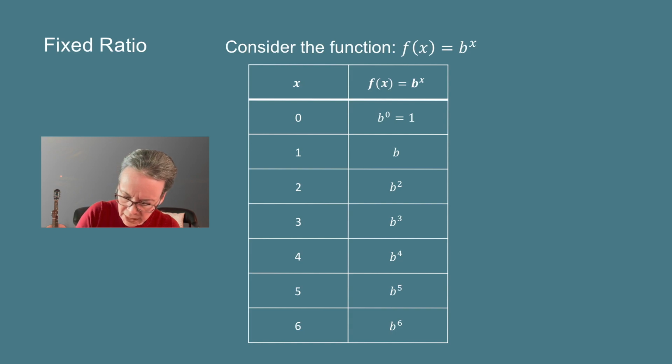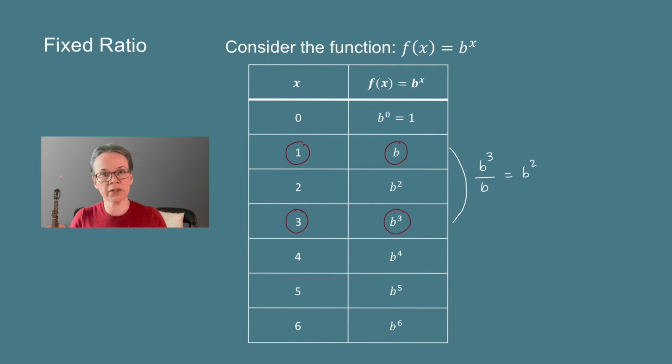So for example, let me start with b. I'm going to go from b, so from x equals 1 all the way to x equals 3. So I'm jumping by two steps as opposed to one step. And I'm going to form ratios. So I'm going to form the ratio with b and b to the third. That means x is 1, x is 3. So I'm going to have in this case b to the third divided by b. And notice how that is going to give me b squared.